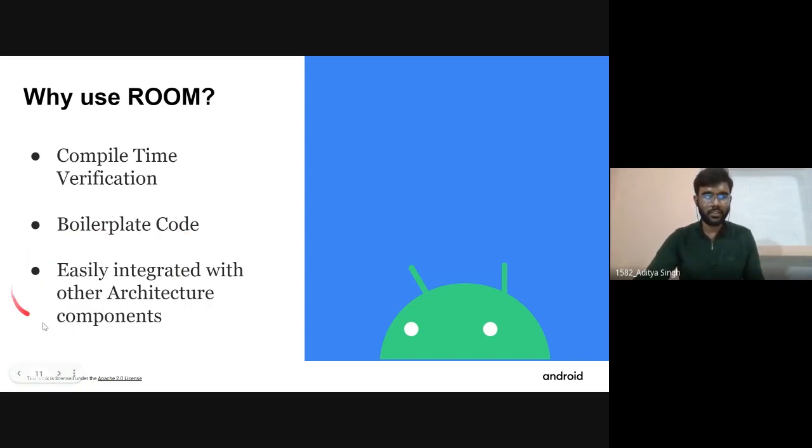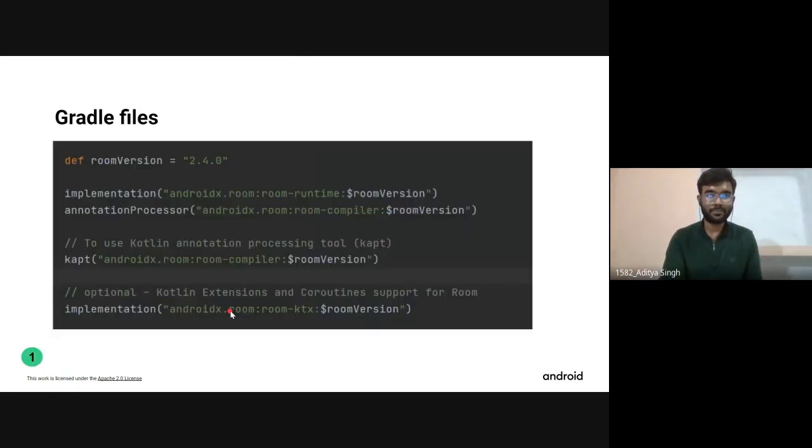And now, easy integration with architecture components. Nowadays we are using live data and Rx Java, so it is very easy to use live data and Rx Java with room library. Okay, so these are some advantages, or actually reasons why we should use room. So these are the basic points.